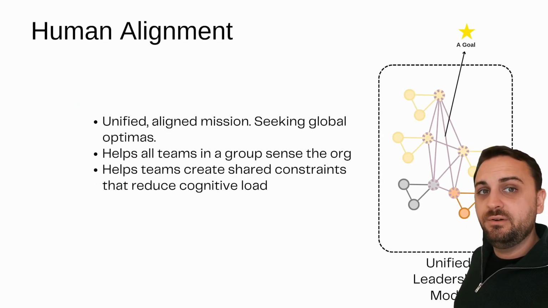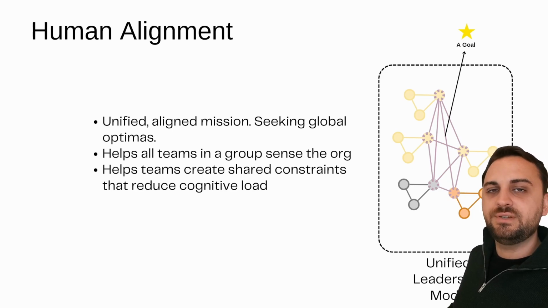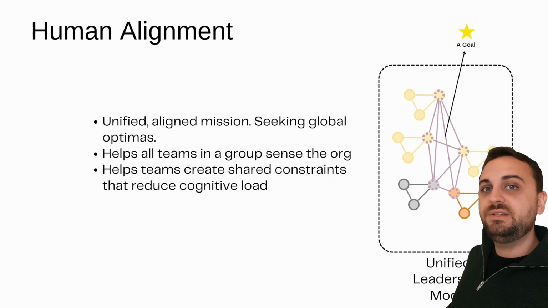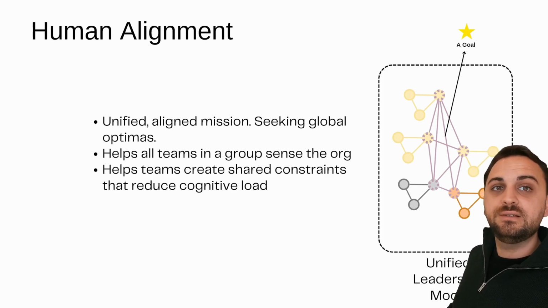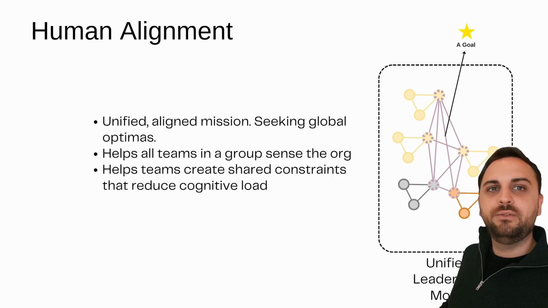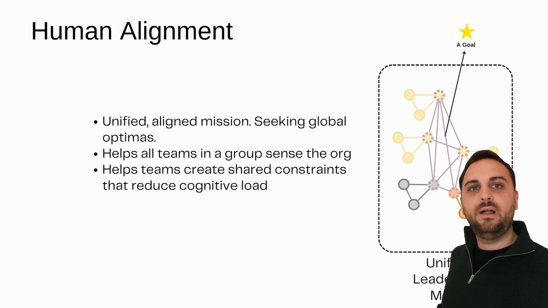And that's different from our unified model, right? So our unified model, we unify and align the mission. We seek the global optima because they're all working together, having that conversation all the time. We help all teams in a group sense the org, and we help teams create shared constraints that reduce cognitive load. So they can all do those things. They can all come to agreements on, we're going in this direction, we're not going in that direction through PPPT space. We're not going to build that kind of product together because we're doing this. We're not going to use that kind of technology together. We're not going to use those constraints. And if you ask a lot of architects, they'll tell you constraints is architecture, not technology choice.